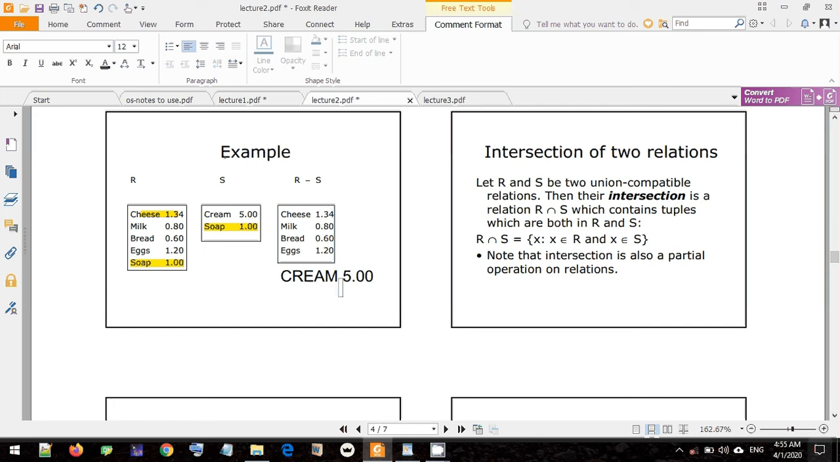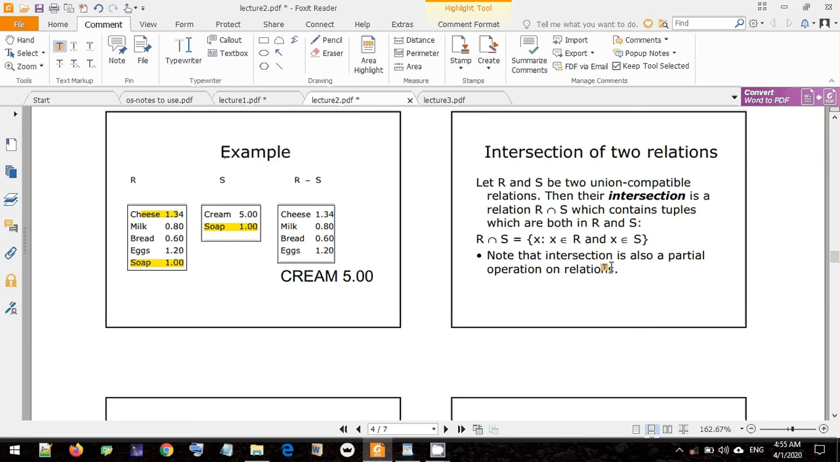Intersection of two relations. Let R and S be two union compatible relations, then their intersection is a relation R intersection S, which contains tuples which are both in R and S. R intersection S is the set X such that X belongs to R and X belongs to S. Please take note of this definition.